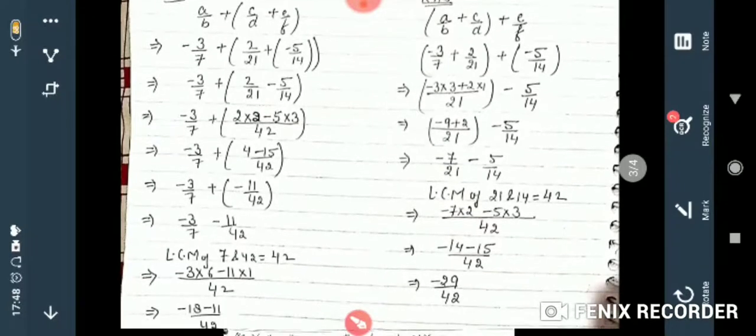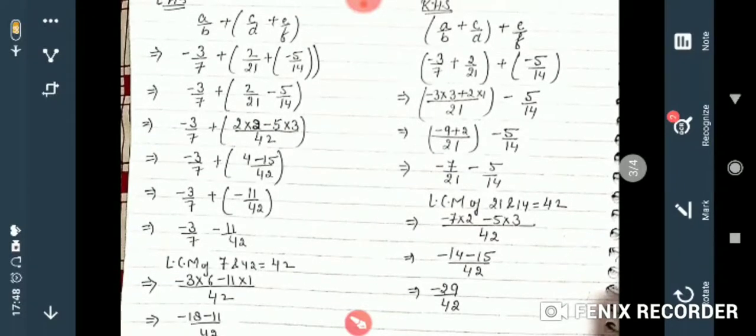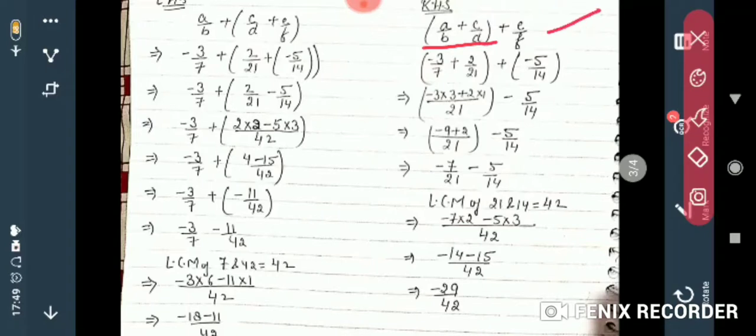Similarly, you will solve the RHS. In the RHS, what? A upon B plus C upon D. You will add first and then you will add E upon F. So A upon B is minus 3 by 7 and C upon D is 2 upon 21. And E upon F is minus 5 by 14. So 21 is the LCM.